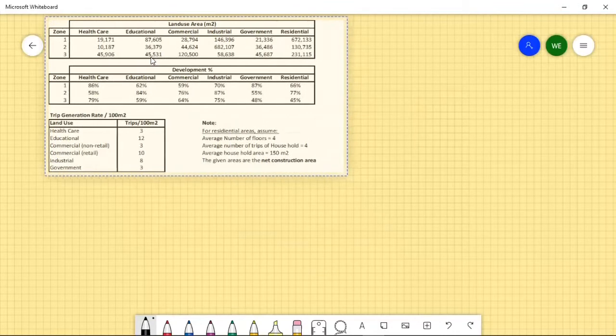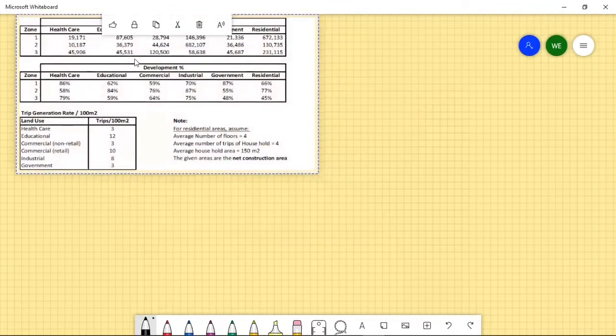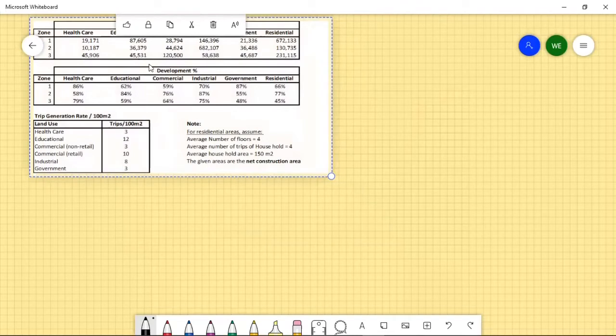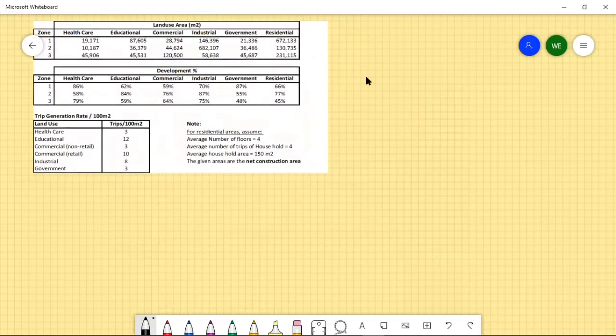So this is the whiteboard that we are going to be using, and I just put the table here to work as a reference for us. Let's start first with trip attractions or production. Let's start with production here. The production will be from the residential area. That's where the trip productions will be generated.